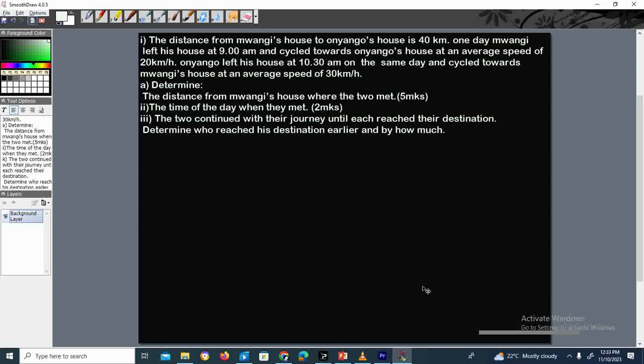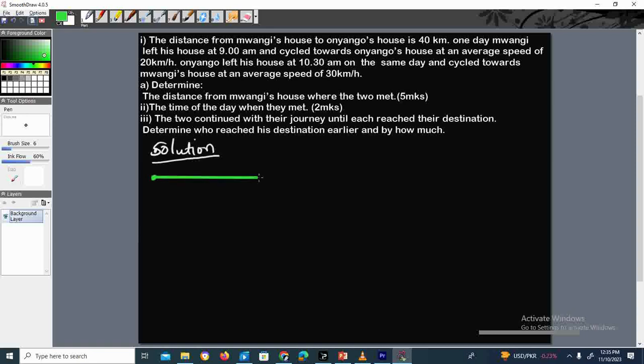Roman 2, the time of the day when they met. Then lastly, the two continued with their journey until each reached their destination. Determine who reached their destination earlier and by how much. So let's try and solve this question. And then we have a distance that connects his house to Onyango's house. This is Onyango's house. And this is Mwangi's.